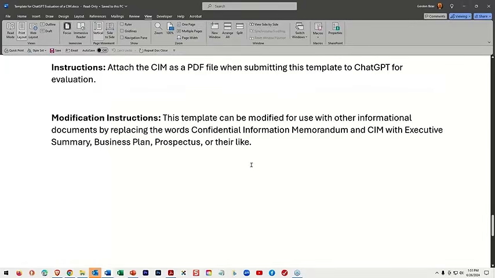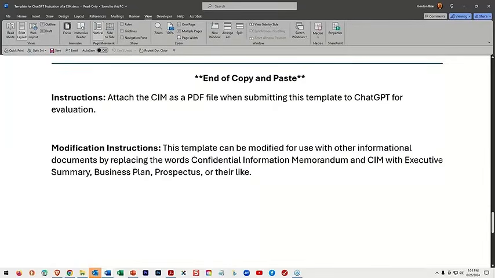Okay, now here is the last piece of instructions that I would be giving you today, and that is modification instructions. Not every broker is going to give you a CIM. Some of them are going to have an executive summary that they give you. Some of them are going to have a business plan that they give you. Some will have something they call a prospectus. Okay, and so all you do is, in the words where it says either the words confidential information memorandum or CIM, you do a find and replace. Find the confidential information memorandum, and replace with executive summary, replace with business plan, replace with prospectus, or whatever it is that they gave you. Okay. But now the document is tailored to the particular document that they actually gave you.